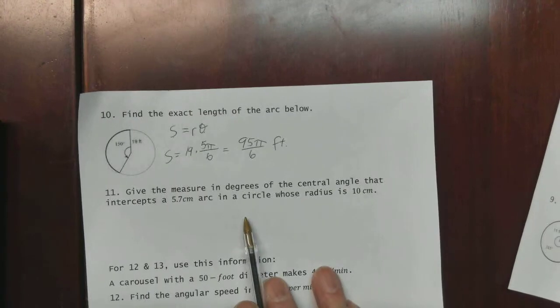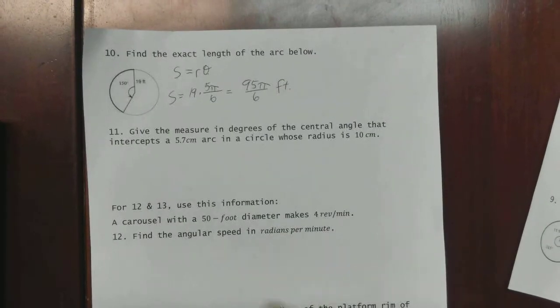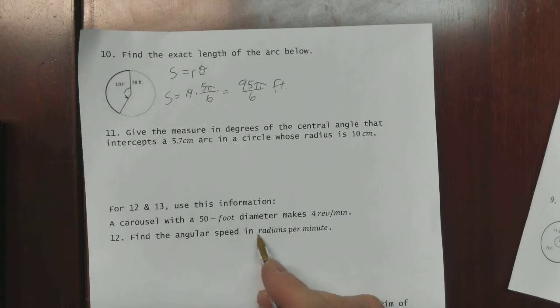I'll save 11. I will do 12, but I'll skip 13 for now, but find the angular speed in radians per minute.